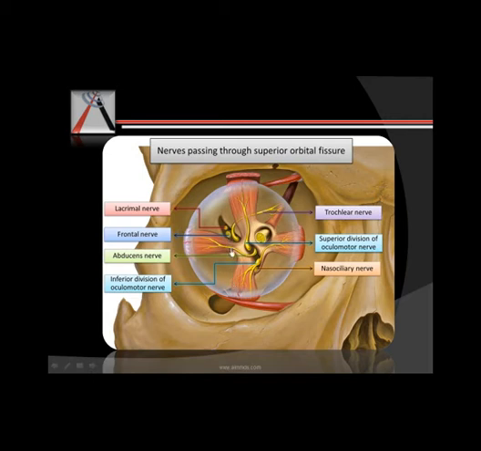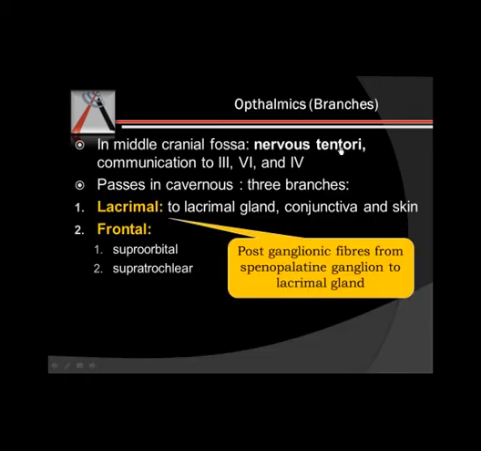This diagram of superior orbital fissure is very important and is a source of a lot of MCQs. So be very thorough with this diagram. Now we will see the branches of the ophthalmic nerve. In the middle cranial fossa, the branches are the nervus tentorii and the communicating branches to the adjacent nerves, that is the third nerve, the sixth nerve, and the fourth nerve.